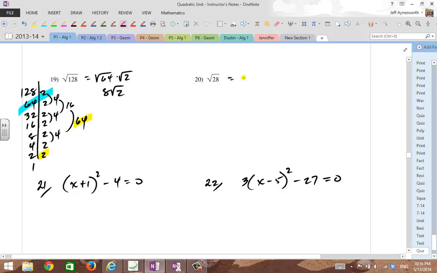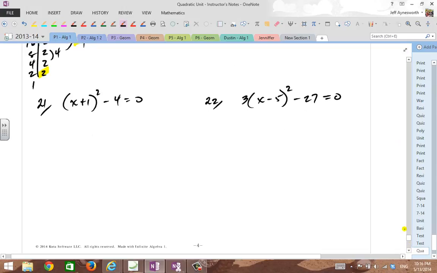This one here, pretty simple. Pause the video and try it. Okay, and we got the square root of 4 times root 7, and that's 2 root 7. Done with that one. Okay, next one.